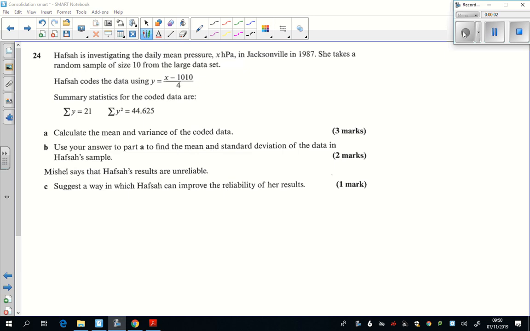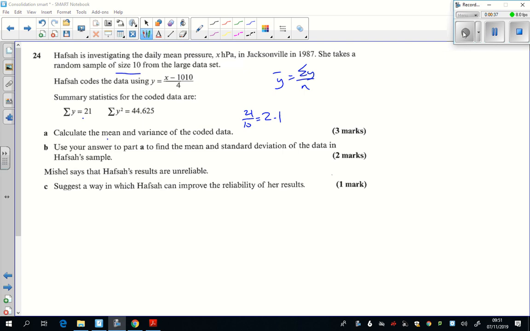Question 24. You've got some statistics from Jacksonville from the large data set on the daily pressure. And she's taken a sample size of 10 and done some statistics for it. First step, she's going to find out the mean. Well, of course, we'll know that the mean of this is just going to be 21 divided by 10. So the mean is going to be 2.1. You can remember that formula, that the mean is the sum of the values divided by how many there are.